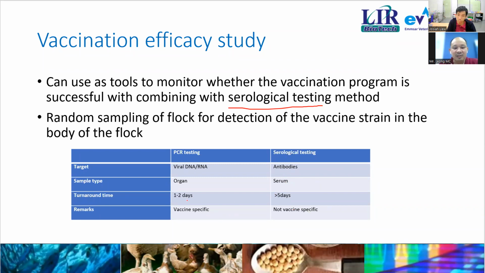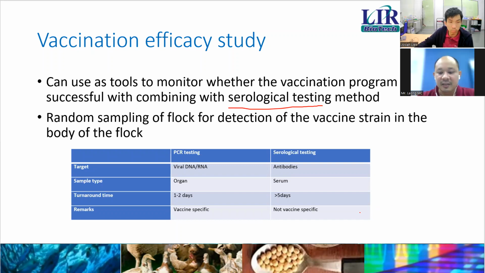Okay, and also the turnaround time for PCR detection is fast, normally between 1 to 2 days in our country here. For serological tests, it can take up to 5 days to come up with the result. So the earlier we know the result, the vets and the farm can have a better monitoring program for it.